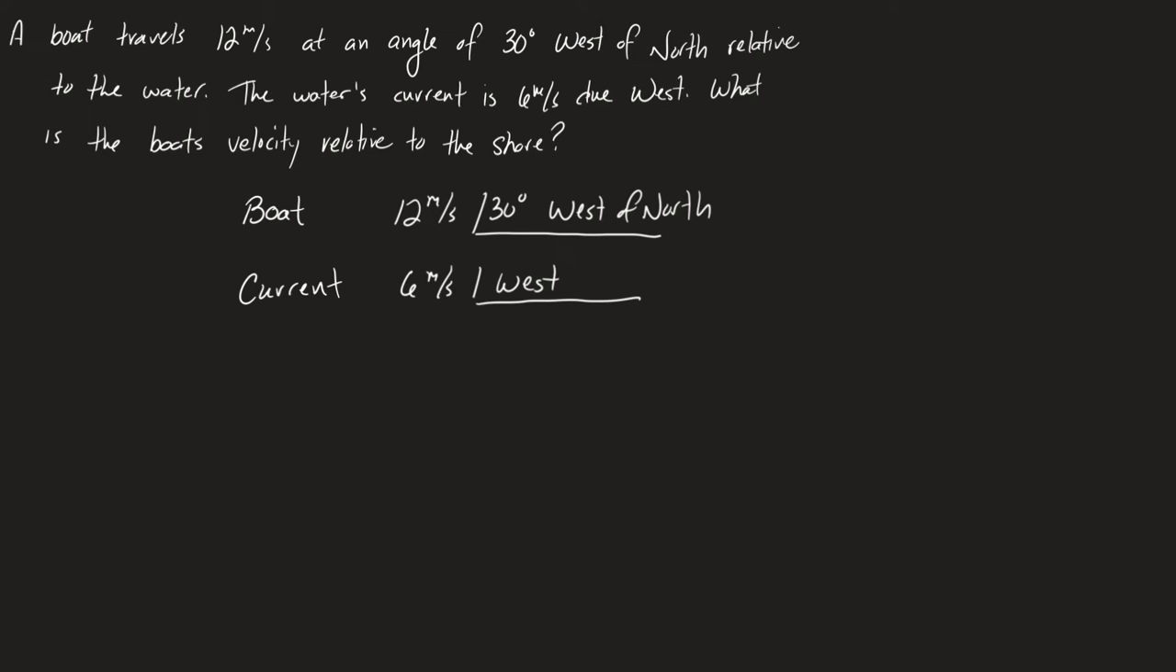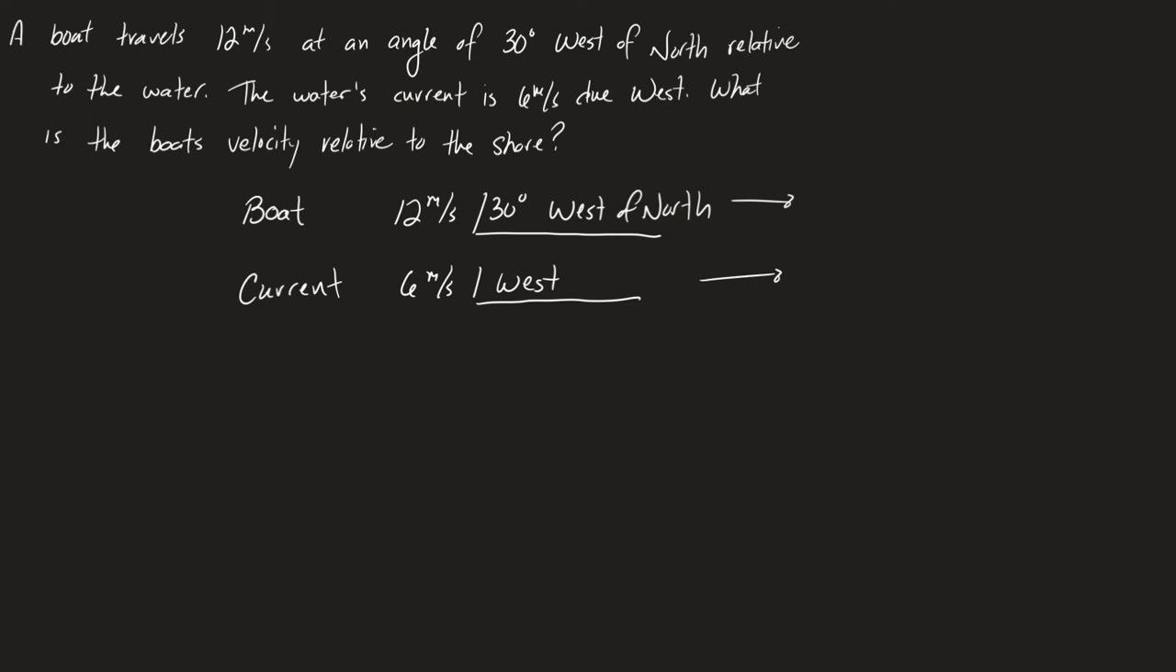Now, in order to figure out the boat's velocity relative to the shore, we need to add these two vectors together. But the only way we can add vectors together is to add their components together. So we need to figure out the components. Now, components can be any combination of vectors that are at right angles to each other that make up the original vector. We said that yesterday.